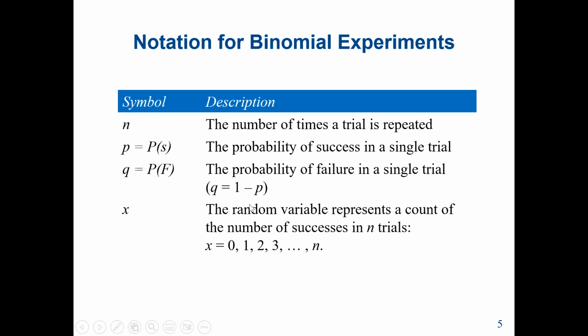Now, why is it so? Because we know a binomial experiment has only two possible outcomes, and the total probability value is always 1, and the values are between 0 and 1. So this means if the probability of success is 0.75, then the probability of failure will be 0.25, 1 minus 0.75. Also, the lowercase x will represent the number of successes in the n tries.